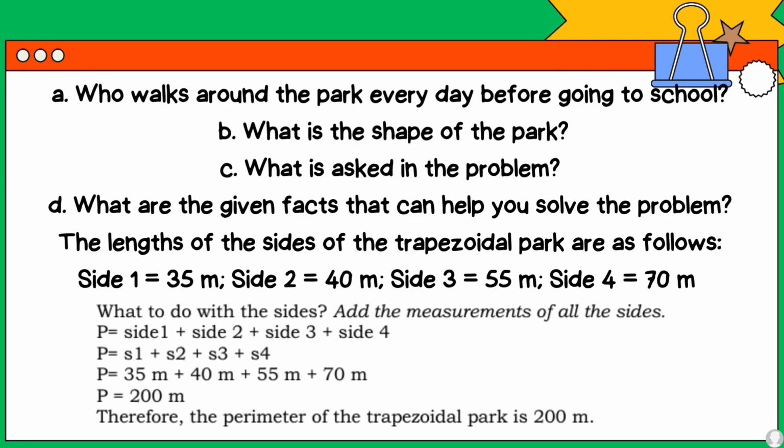So here are some questions that you need to answer. Who walks around the park every day before going to school? Of course you know that. What is the shape of the park? And what is asked in the problem? And what are the given facts that can help you solve the problem?